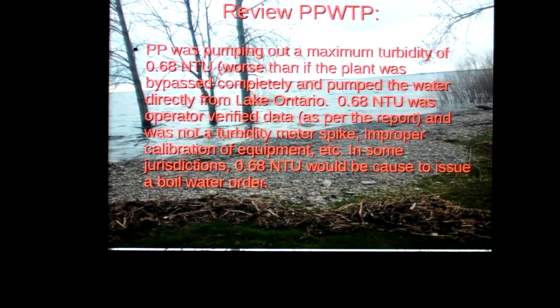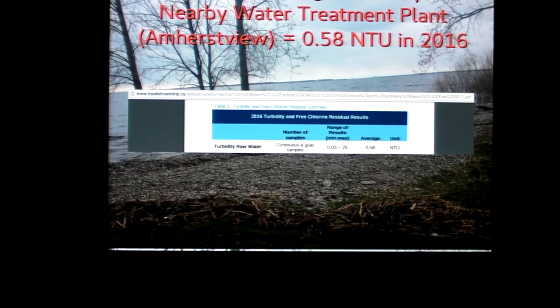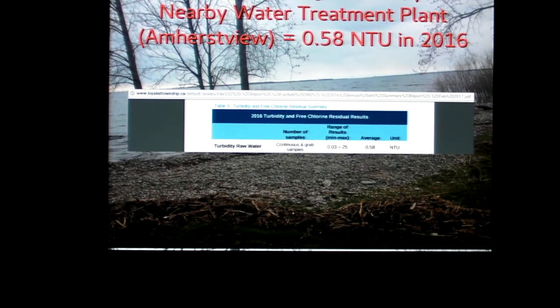Review of Point Pleasant Water Treatment Plant: Point Pleasant was pumping out a maximum turbidity of 0.68 NTU, and that's worse than if the plant was bypassed completely and pumped the water directly from Lake Ontario. 0.68 NTU was operator verified data, as per the report, and it was not a turbidity meter spike, improper calibration of equipment, etc. In some jurisdictions, 0.6 NTU would be cause to issue a boil water order, and if they wanted to protect the public, that's what they would have done. Lake Ontario average turbidity from a nearby water treatment plant, Amherst View, which is about 10 kilometers away or so.